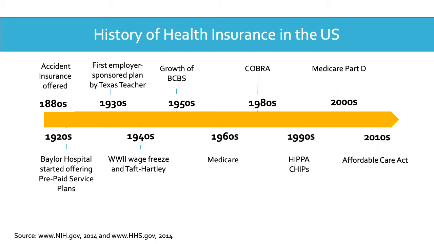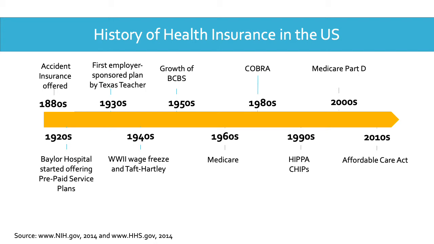Then something happened that really accelerated the adoption of these plans, and it was World War II. The country was entering a very expensive overseas war on two fronts, both in Europe and Japan, and so they put a wage freeze on. It made it very difficult for employers to attract workers. So what these employers started doing was offering healthcare plans in larger and larger numbers as ways of attracting workers.